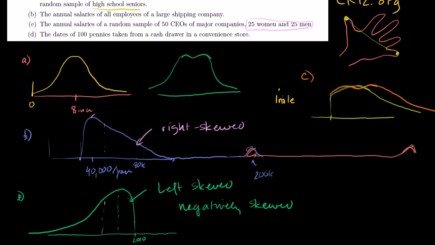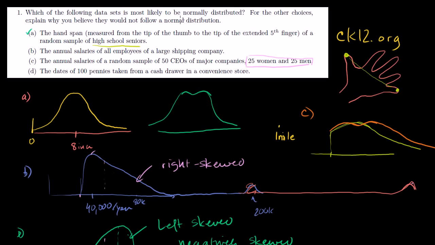So to answer the question, these are my feelings about all of them, but for the other choices, explain why you believe they would not follow. Well, they said which of the following data sets is most likely to be normally distributed. Well, I would say choice A, but it's really a matter of opinion, at least in this question.